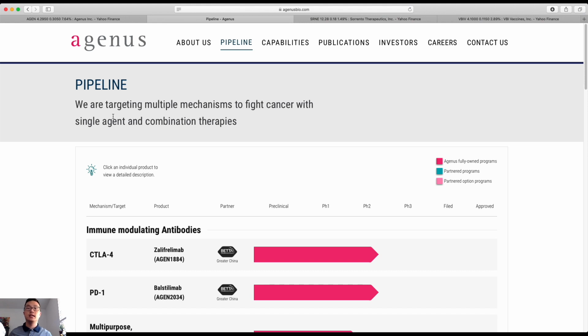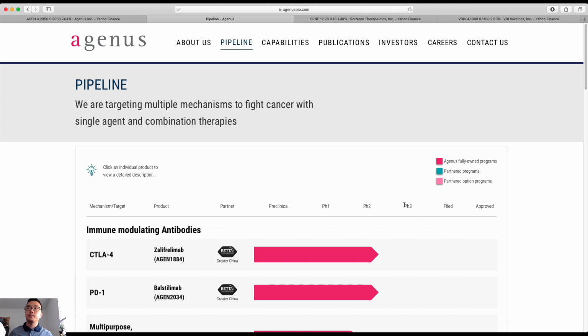But we're looking at Agenus's product pipeline that's currently in clinical trials right now. As you can see, it's broken down by mechanism target, what the medication is trying to target, the product name, the partnerships, what companies Agenus is collaborating with, and then you'll see the different phases. The goal is to see companies in phase three, because there are in total three phases. Phase one usually has 40 patients, phase two hundreds of patients, and phase three thousands of patients to assess the safety and efficacy of your product.